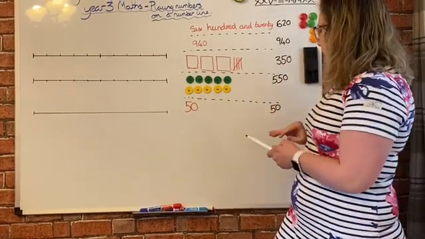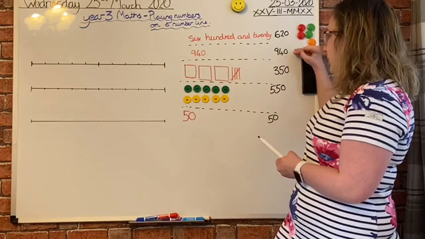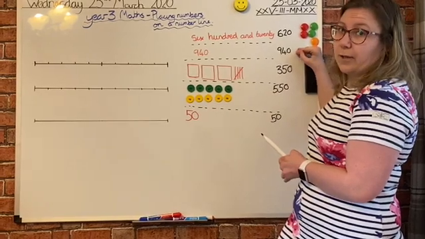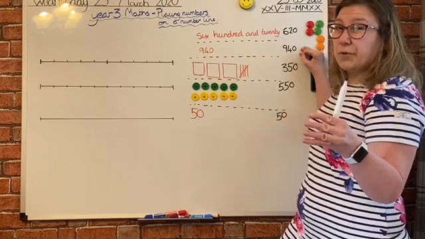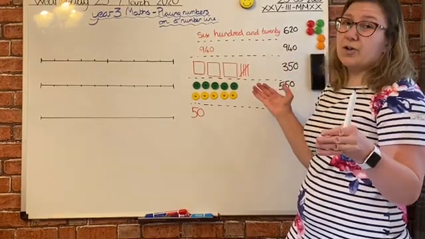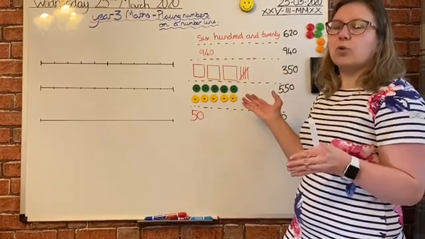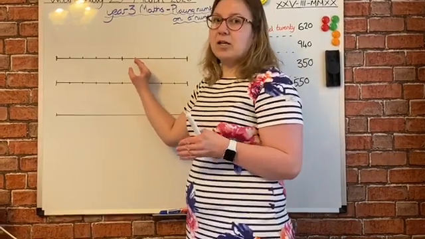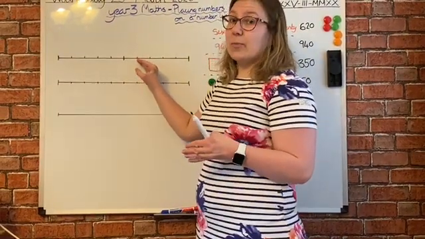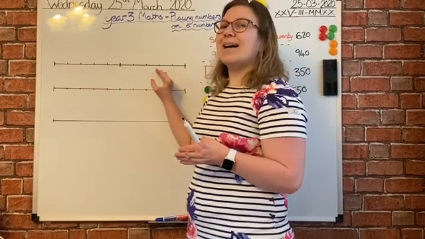Looking at these numbers, I can see that the smallest I've got is 50 and the largest number is 940. So I know that my number line needs to range from before 50 and after 900. So I'm going to start my number line at 0 and take it all the way up to 1000. Now when drawing your number line, it's best to use your squared paper.